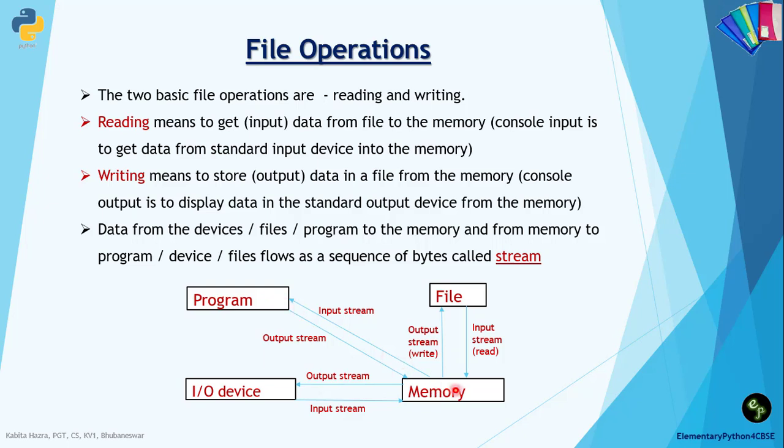A program accesses data from the memory. Writing means to store data or output data in a file from the memory, analogous to console output, which means to display data on the standard output device. From the program, we instruct to display data from the memory to the output device, that is standard output or console output. Similarly, when we are writing data from the memory to the file, that is the writing operation. Whatever data flows between the program, the file and the memory takes place as a sequence of bytes called a stream.